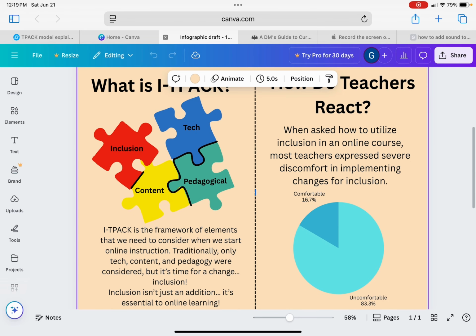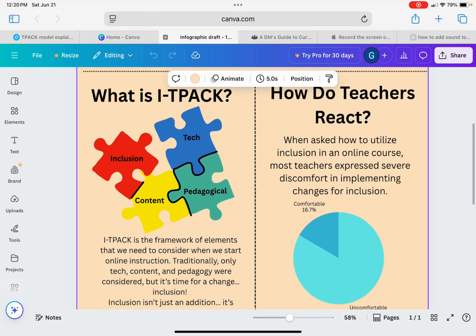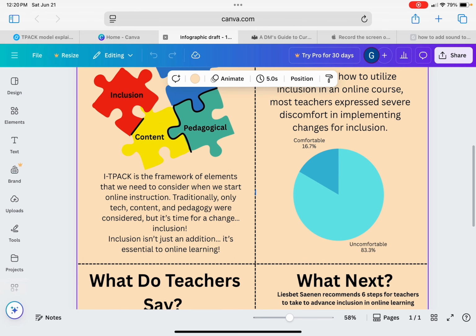I think it adds a really strong use of color in the box, with every box needing some level of color so that the reader can have their gaze look directly at it. I think it allows me to go from up to down, and I have a brief description where it says ITPACK is the framework of elements that we need to consider when we start online teaching. Traditionally, only tech, content, and pedagogy were considered, but now it's time for a change.